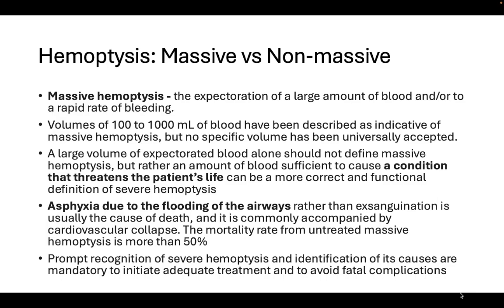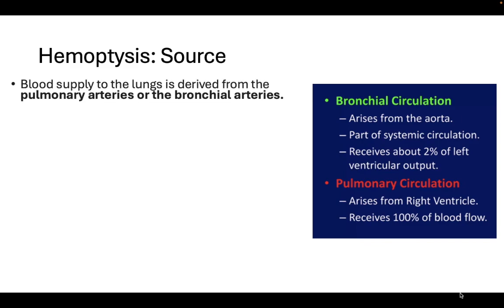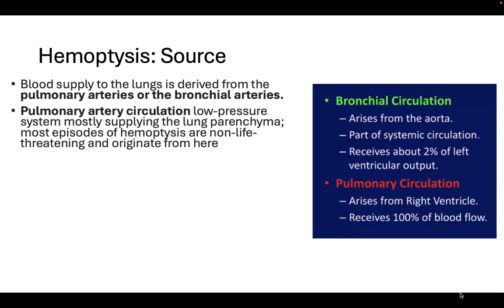Prompt recognition of severe hemoptysis and identification of its causes are mandatory to initiate adequate treatment and to avoid fatal complications. The source of hemoptysis can come from two different types of circulation. The blood supply to the lungs is derived from the pulmonary arteries as well as the bronchial arteries. Pulmonary artery circulation is a low-pressure system that supplies most of the lung parenchyma, and most episodes of hemoptysis that are non-life-threatening originate from here, and this blood flow arises from the right ventricle.